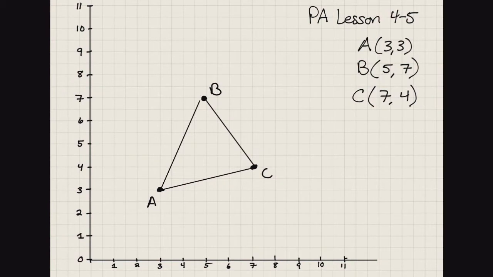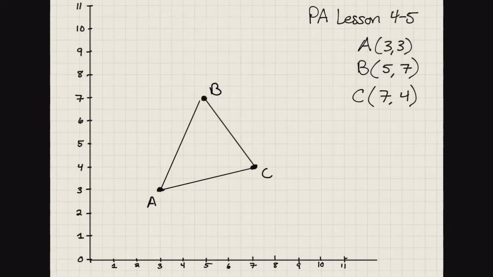What we're going to do is scale this by 2 factors. We're going to scale it by half, and we're going to scale it by 1.5. So we're going to be working with 2 different scale factors today. So what I want you to do is go ahead and copy those points, A, B, and C, into a space you can work with them.